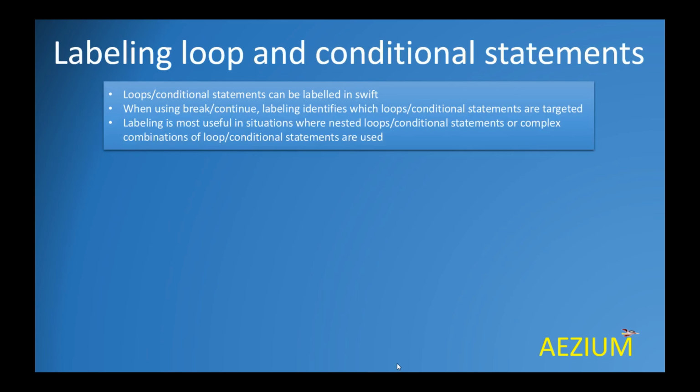When we're dealing with nested loops, nested conditional statements, or combinations of loops and conditional statements, and at the same time we would like to use control transfer statements such as break or continue, Swift provides us with the possibility of labeling the loops or conditional statements to indicate which one of the loops or conditional statements break and continue should affect.